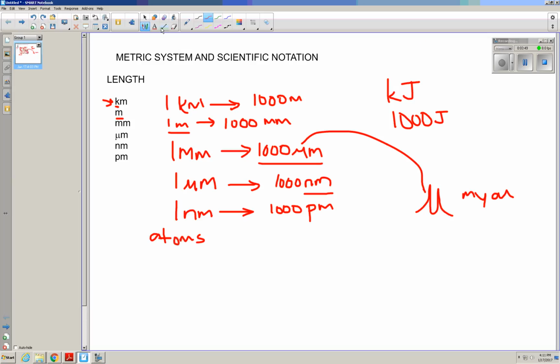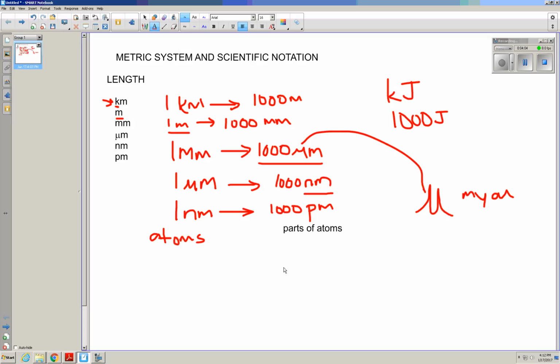And picometers are like the diameters of parts of atoms. So things like neutrons or protons, or I don't want to say electrons, but these are the truly small portions of atoms.